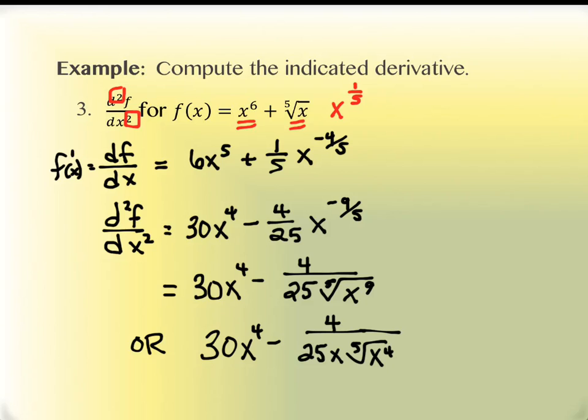And the reason that's the same thing is because 9/5 is 1 and 4/5. So the 1 comes out. That's what's happening. Okay? So either of those answers, if it were me, I would just leave it like this.